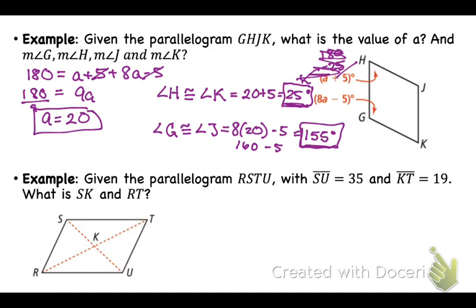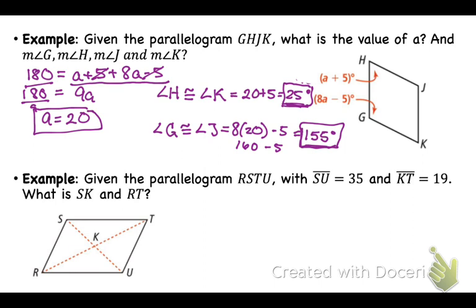So, how did we set up our problem on this one? What did we know about H and G? They're supplementary, and so that means they're 180, so I just added them, right? Okay, 2 more examples, I think.